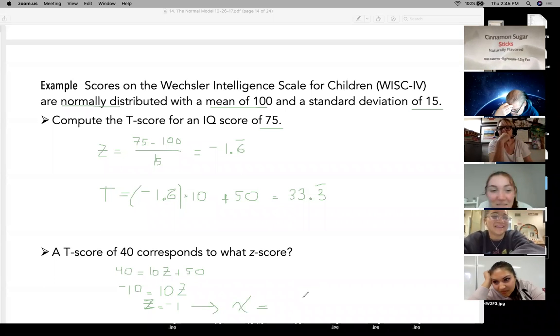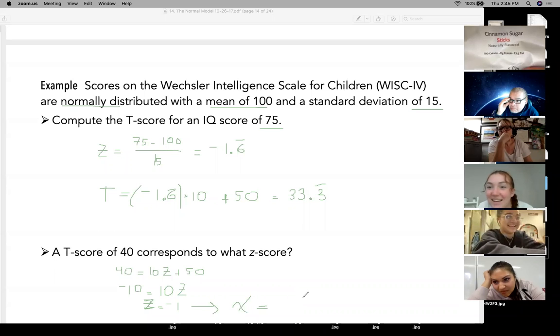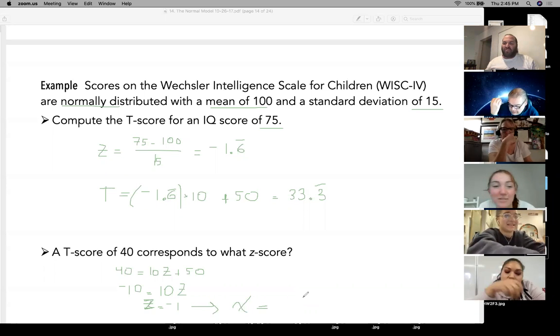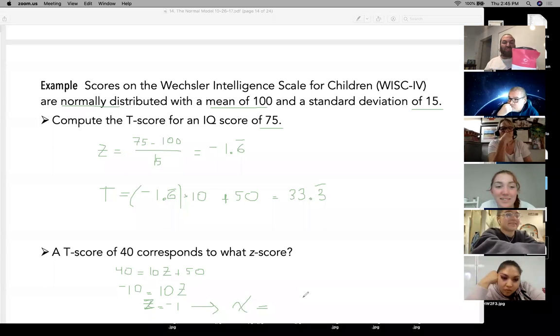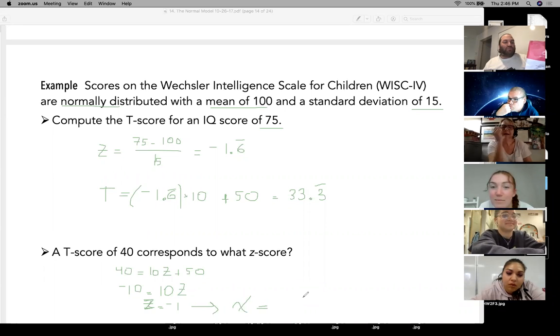Cinnamon sugar sticks. What are they made of? Gross stuff. More gross stuff. And there's some gross stuff. Is there any cinnamon?